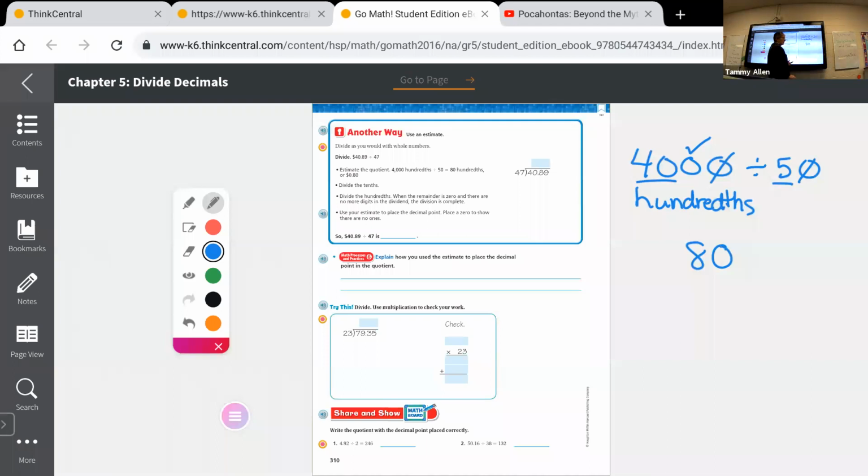But it's 80 hundredths. Well, 80 hundredths is written like this, so it would be 80 cents. So our estimate is 80 cents. Are you clear on that? Okay. So now let's work the actual.